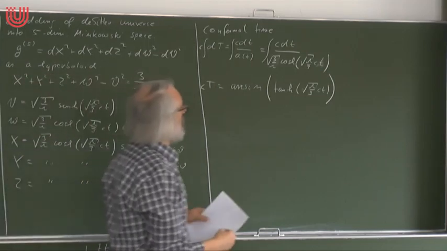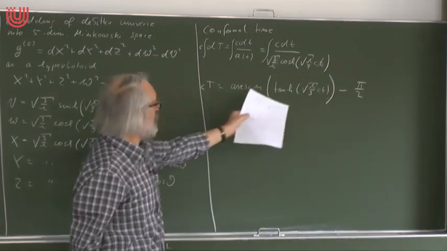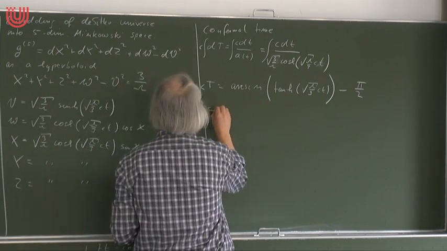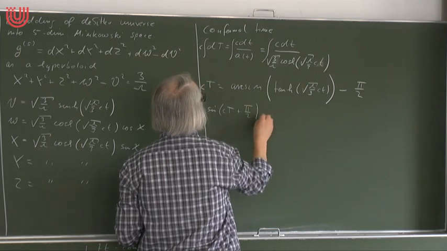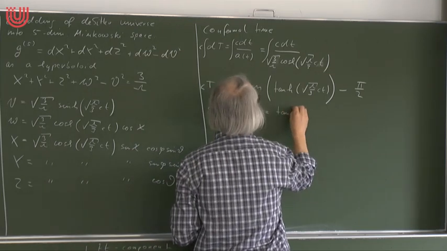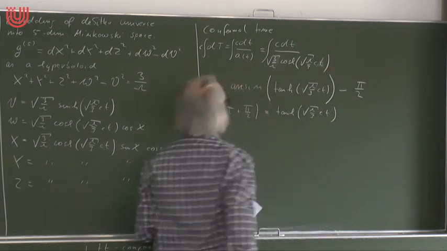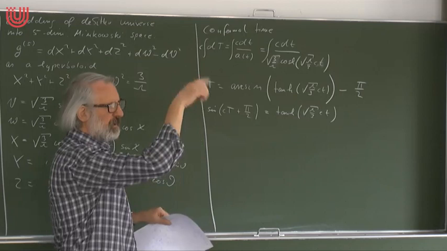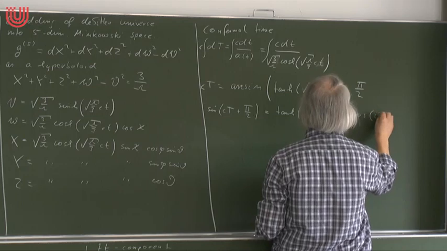And in this case, the usual convention is to put a minus pi half here. That's a convention, yeah? It's just about shifting the origin of the time axis wherever you like. This is convenient because then I have the sine of ct plus pi half is equal to the hyperbolic tangent of this root times ct. And where the sine of something plus pi half is a cosine, right? So this is a cosine of ct.